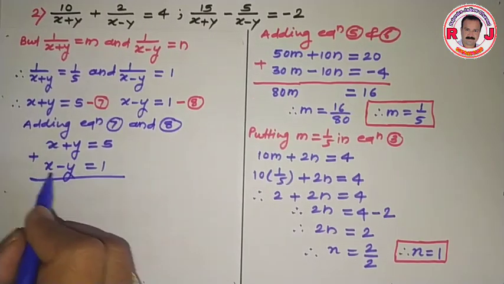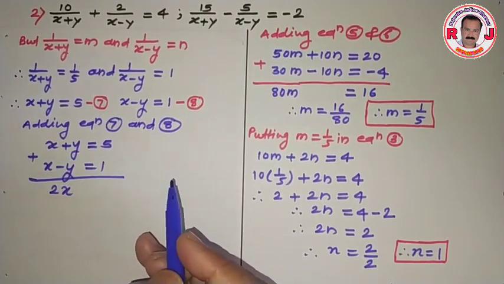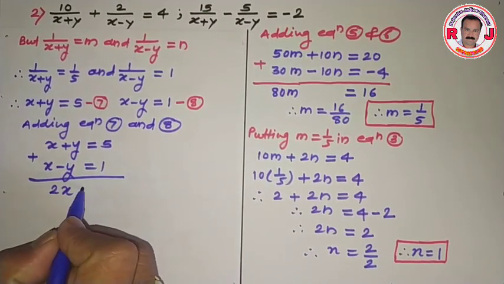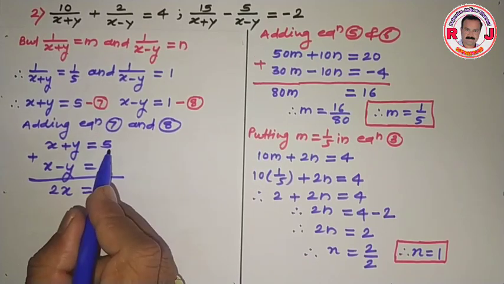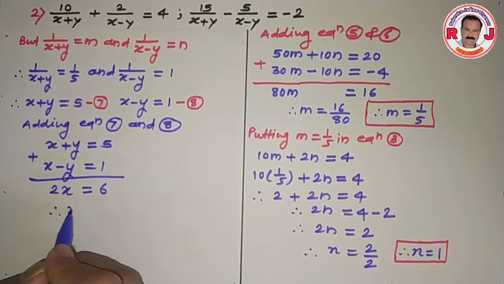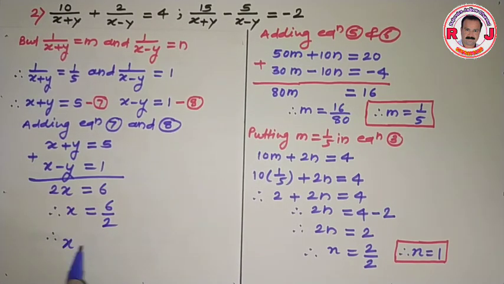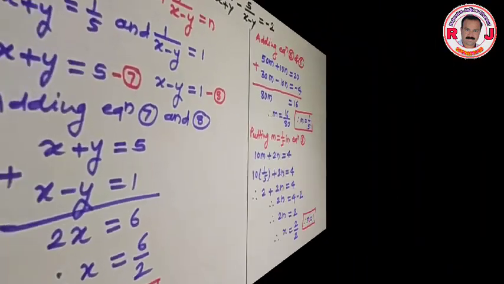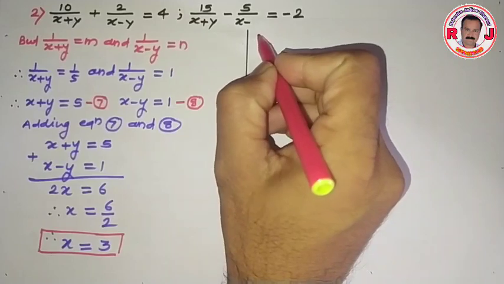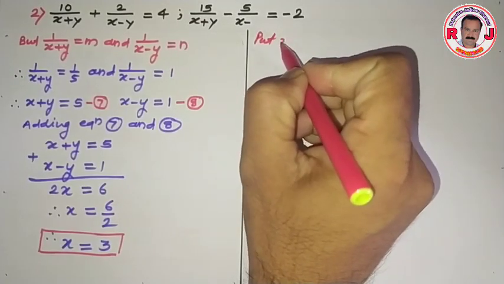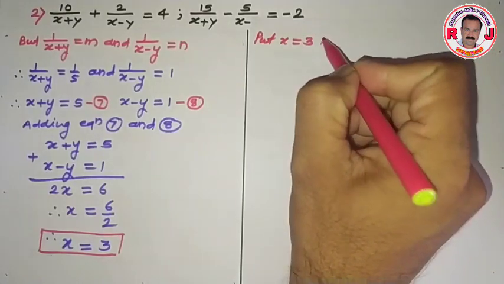Here adding, x plus x is 2x, plus y minus y is eliminated. Here 5 plus 1 is 6. Here x is equal to 6/2. Therefore the value of x: 2 3s are 6. The value of x is 3. Put this value in equation 7. Put x is equal to 3 in equation 7.